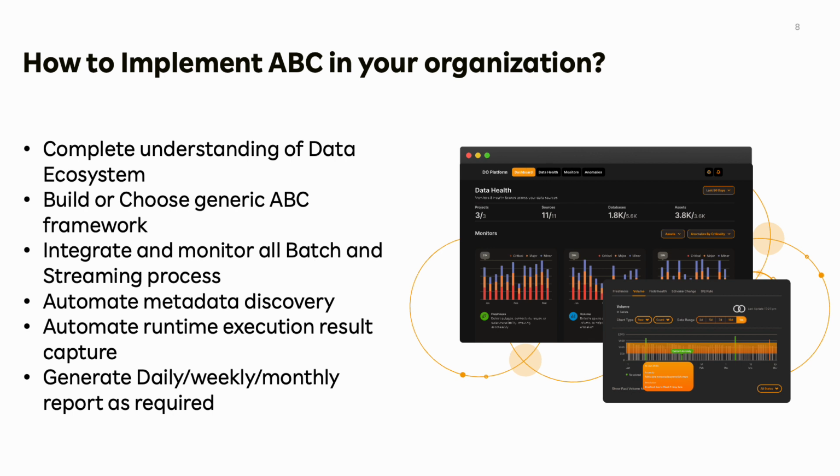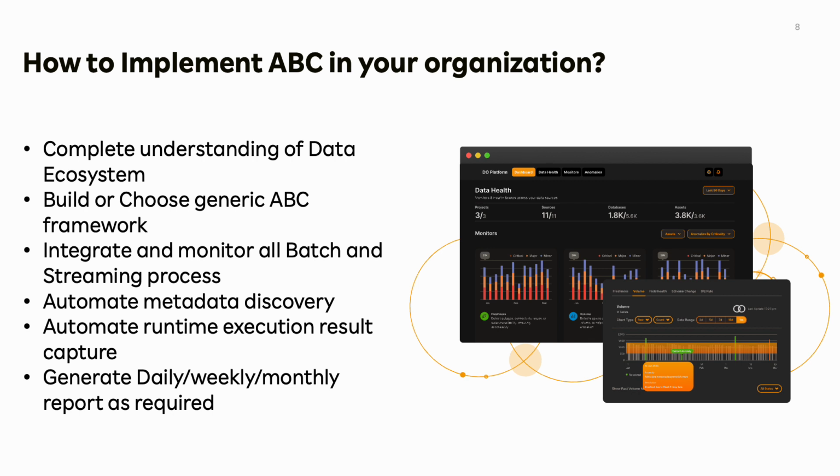Now that you have an understanding of what the audit balance and control framework is and how the audit, balance, and control parts come together to help your organizations manage their data effectively, let's talk about how you can utilize this ABC framework within your organization. The first step will be to have a complete understanding of your end-to-end data ecosystem. What are the different tools, processes, and types of jobs that are being used within your organization? You should have an understanding of that. What is the expectation of your business stakeholders from your data teams, from your data systems?